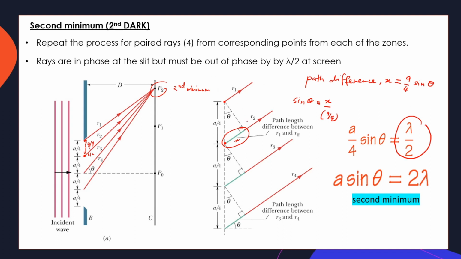And when R1 and R2 interfere on the screen, they must be out of phase by lambda over 2 at the screen. Therefore, the second minimum will be produced on P2. We can rearrange this equation, and the equation for the second minimum can be written as a sin theta equal to 2 lambda. Okay, so this one we can cancel, and then bring 2 to the other side. So you will get a sin theta is equal to 2 lambda.